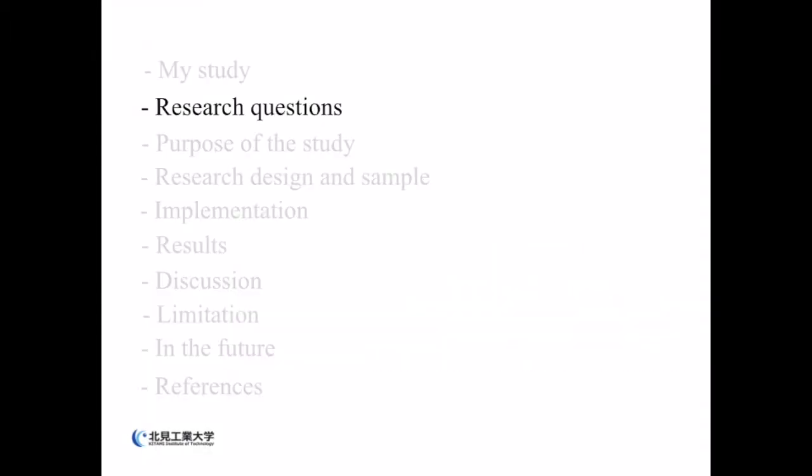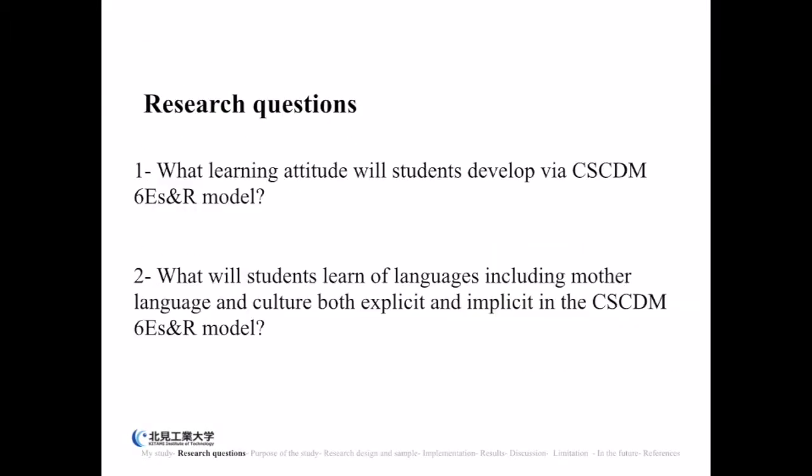Research questions. 2 research questions to investigate the effectiveness and availability of this study. Question 1 is on the learning attitude of both Egyptian and Japanese elementary students after implementing CSCDM learning model. Question 2 is to investigate the academical outcomes in enhancing languages and culture awareness.